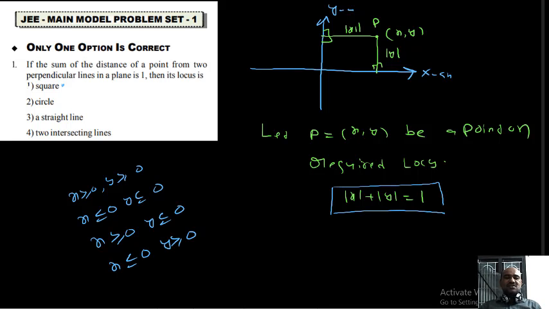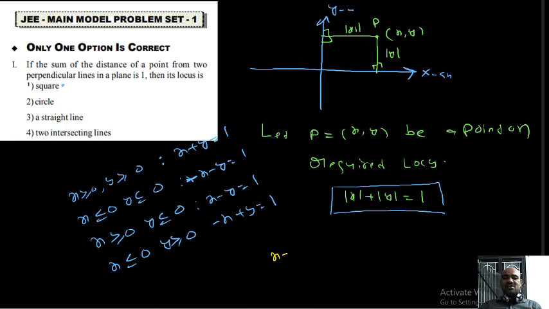Four cases will arise. In the first case, the equation gives x plus y equal to 1. In the second case, the line is minus x minus y equal to 1. In the third case, the line gives x minus y equal to 1. In the fourth case, the line gives minus x plus y equal to 1. So we get four different linear equations. They will represent four different straight lines on the coordinate plane.